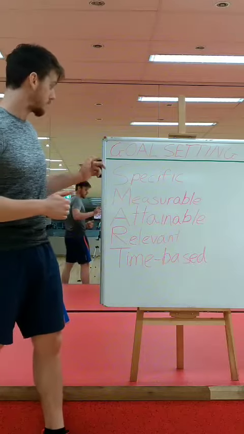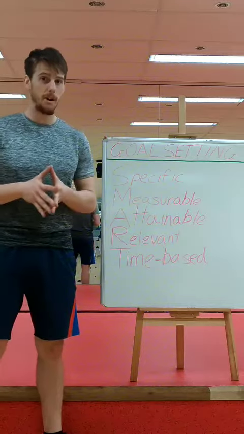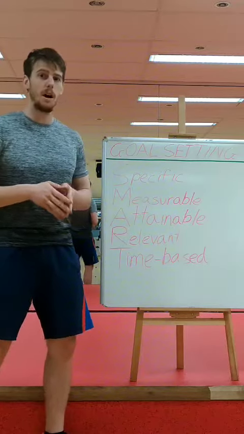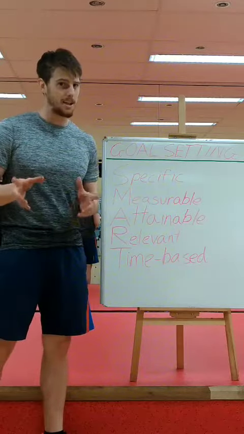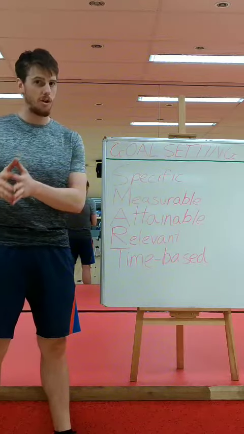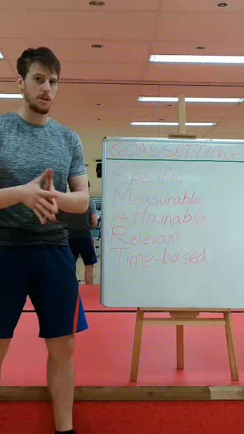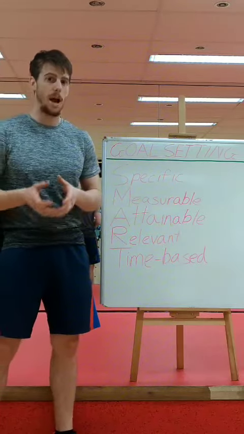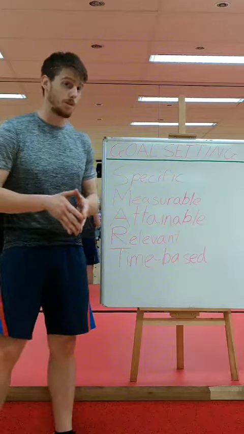Now starting with specific, we want our goals to be very, very specific. This doesn't mean I want to get toned, I want to get fitter. These aren't specific goals at all. We want to make sure these things are specific: I want to get stronger, I want to run faster, I want to lose weight, I want to gain muscle. The more specific these things are, the more accurately we can aim towards those goals.